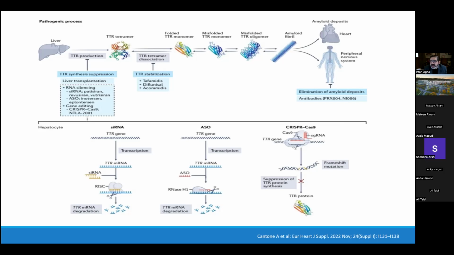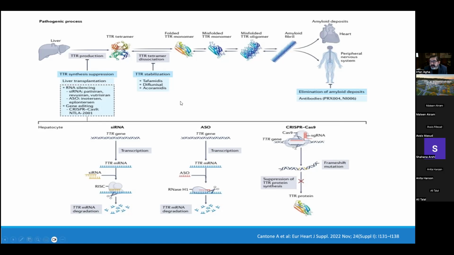And I think we're running behind on time, so I'm going to accelerate a little bit. So when you've got this disorder, your basic problem is that your TTR tetramer is unstable, right? So you've got two things to do: either make it stable, so we increase the stability of the tetramer, or decrease production of the transthyretin in the first place.